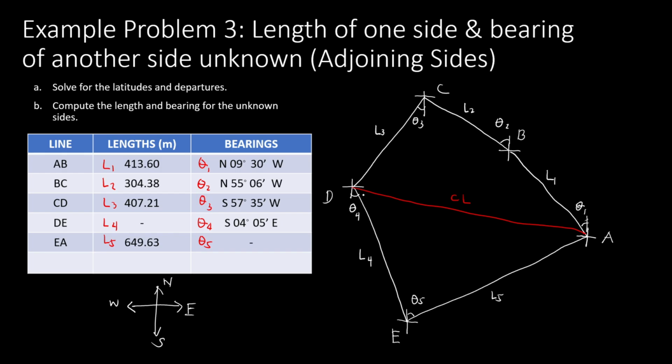Ayan, ito yung bearing ng closing line natin. Ayan, so nakuha na natin yung length ng closing line natin and bearing. So dito, pwede na natin makuha yung length ng L4 or yung length ng line DE and yung bearing ng line EA. Ayan. So, dito lagay lang natin.